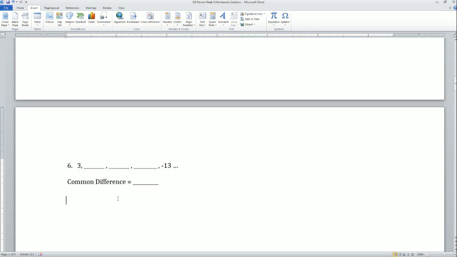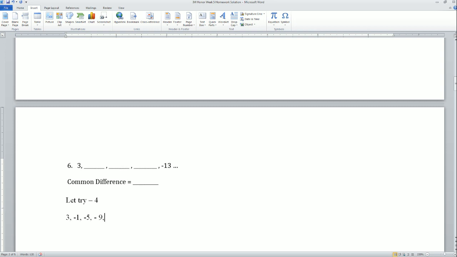Next one, 3 to negative 13. We know it's going down. So let's try negative 4. We start with 3. The next one is 3 subtract 4, which is negative 1. Then the next one, negative 1 subtract 4, which is negative 5. Negative 5 subtract 4 is negative 9.